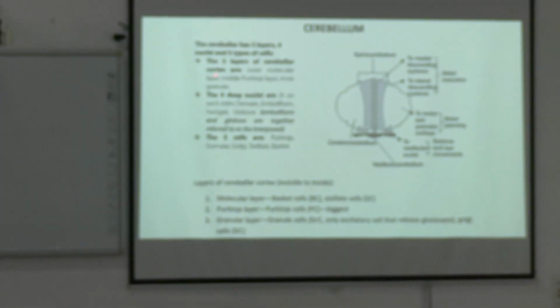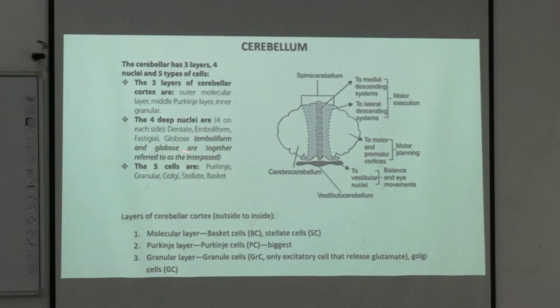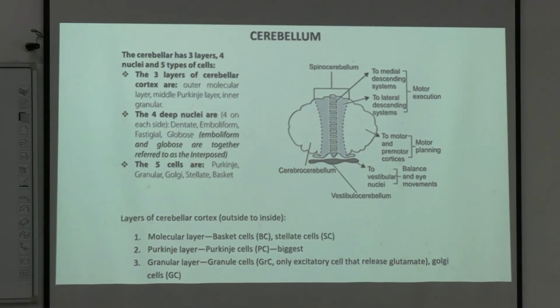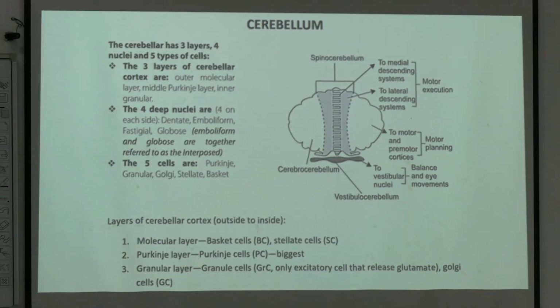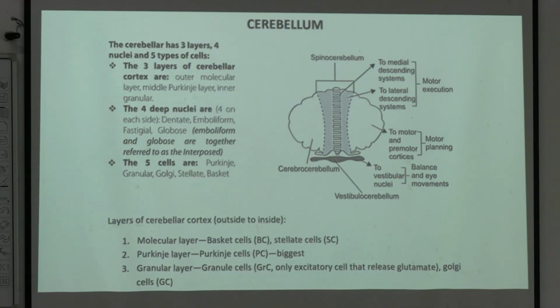The 3 layers are the outer molecular layer, middle Purkinje cell layer and inner granular layer, and the 4 deep nuclei are dentate, globose, emboliform and fastigial. And the 5 cells: Purkinje cell, granular cell, Golgi cell, stellate cell and basket cell. So the mnemonic is 3, 4, 5: 3 layers, 4 deep nuclei and 5 cells. Very important, it comes very frequently in the examination. The basic anatomy we will study in anatomy as well and also in physiology, right?